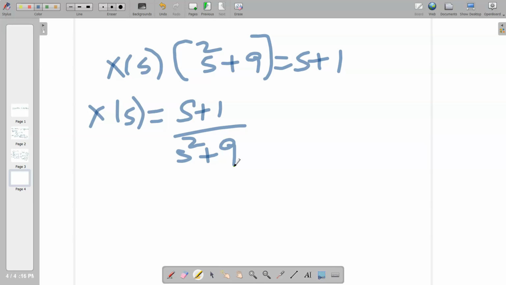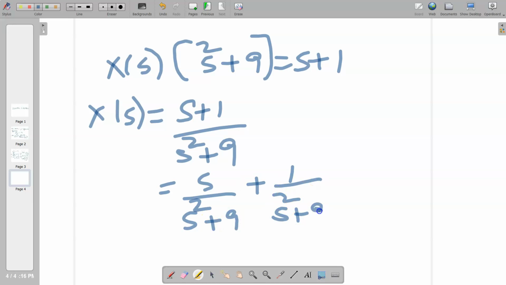Okay. So, I can split this equation as s by s square plus 9 and then plus 1 by s square plus 9. Okay. So, I can split this term s plus 1 by s square plus 9 as s by s square plus 9 and then plus 1 by s square plus 9. So, thinking about your inverse Laplace transformation formula.